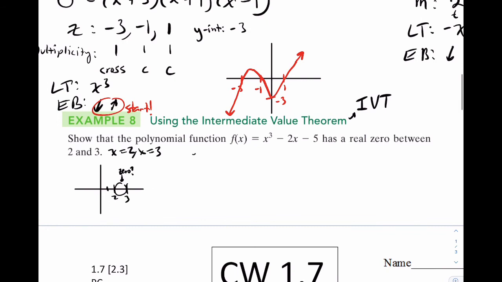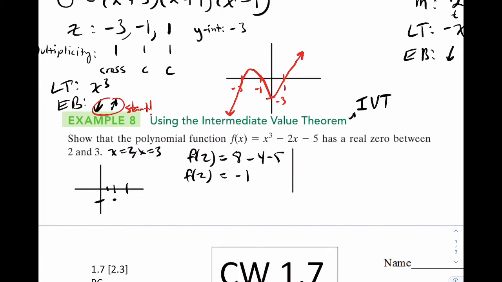We're going to first find f of 2. So f of 2, you plug that in, that's 8 minus 4 minus 5, so that would be negative 1. So f of 2 is negative 1. So if I go back to my graph, we're basically saying there's a point at 2, negative 1. So here's 1 point.